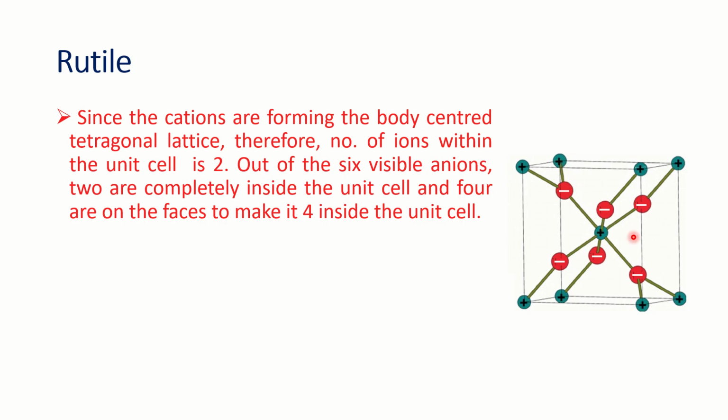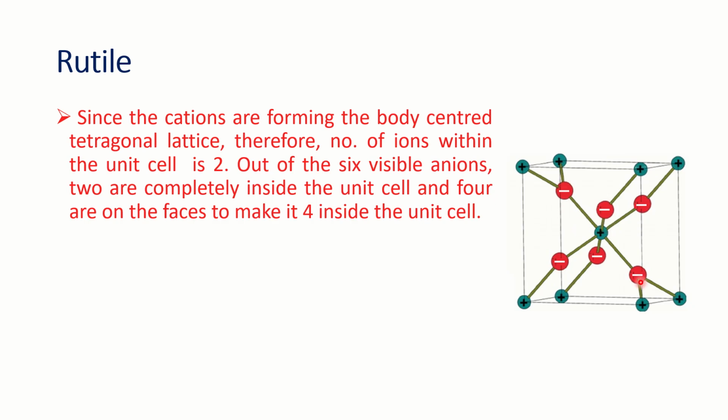Now, out of these six visible oxide ions, how many are inside? Actually, four are inside. How are four inside? This one is completely within the unit cell. This one is also completely within the unit cell. But this one and this one are on the front face of this unit cell, and these are on the back face of the unit cell. If they belong to the face, then half of it is inside the unit cell and half is outside. So half into how many oxide ions in the equatorial position? 4. If these two are axial positions, then these 4 are equatorial positions.